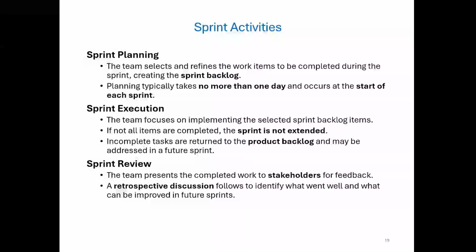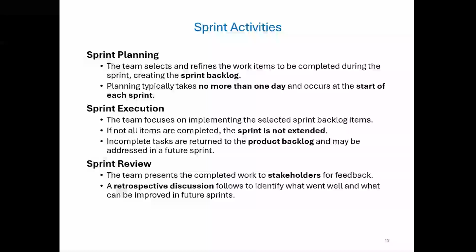Okay, so let's walk through the sprint life cycle, which includes three key parts: planning, execution, and review. We always start with sprint planning. This happens at the very beginning of the sprint, usually on the first day. The team looks at the product backlog and decides together which tasks or features they can realistically complete during this sprint. These selected items become the sprint backlog. This planning session doesn't take more than a day, and the goal is to leave with a clear plan and shared understanding of the work ahead.